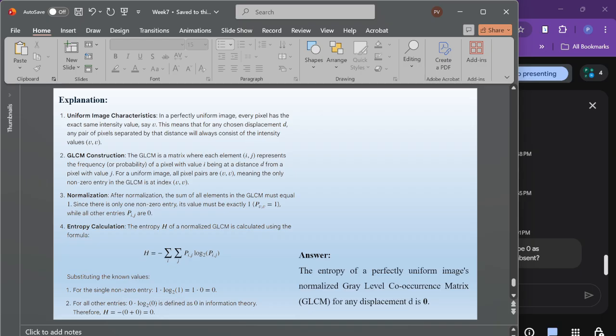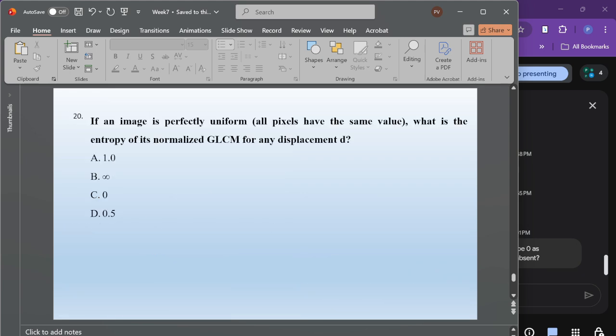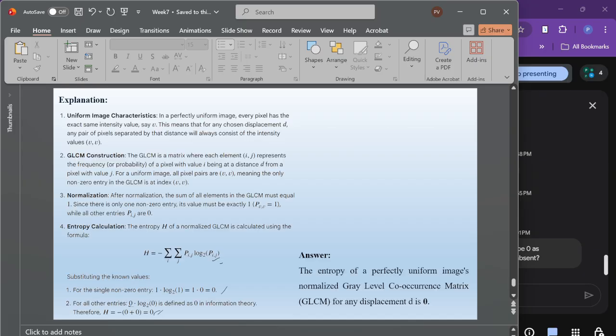In the entropy calculation, as we have seen using this formula, substituting the single non-zero entry, 1 log 1, you will get 0, and all other entries are 0, which by information theory convention contribute 0 also. So the entropy of a normalized gray level co-occurrence matrix of a perfectly uniform image for any displacement d is 0. So option C is the correct answer for this question.